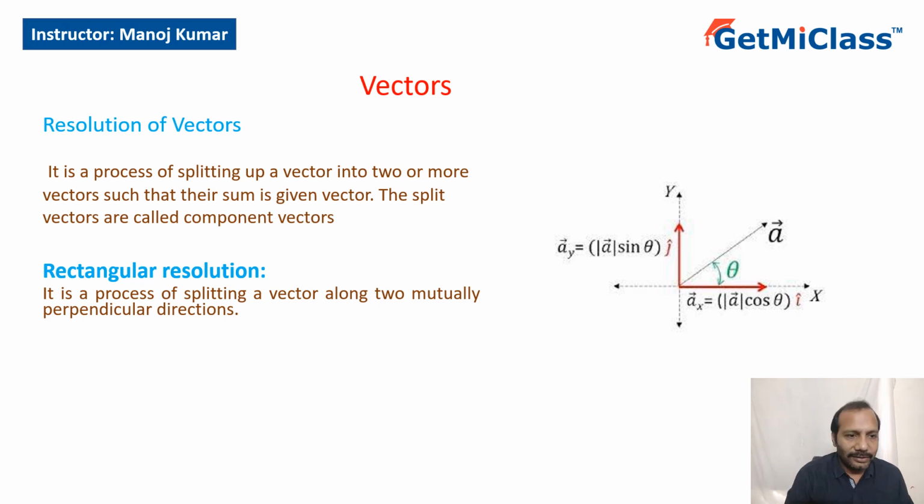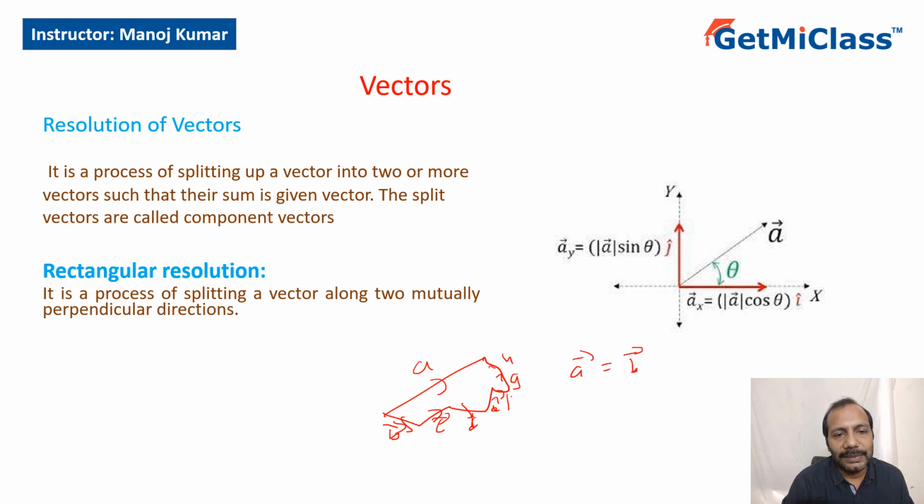Now, resolution of vectors can be in any way. So something like, let's say I have a vector A. I can go like this. Let's say this is vector A, this is B, this is C, D, E, F, G, H and so on. So I can say A equals B plus C plus D plus so on. I can have infinite parts of this.